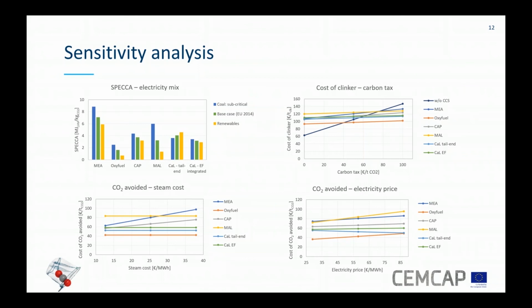And at a tax level of roughly 40 euros per ton CO2, the cost of clinker in the reference cement kiln starts to exceed the clinker cost with Oxyfuel. And at around 75 euros per ton CO2, the cost of clinker in our reference cement kiln has exceeded the clinker cost for all the CO2 capture technologies.